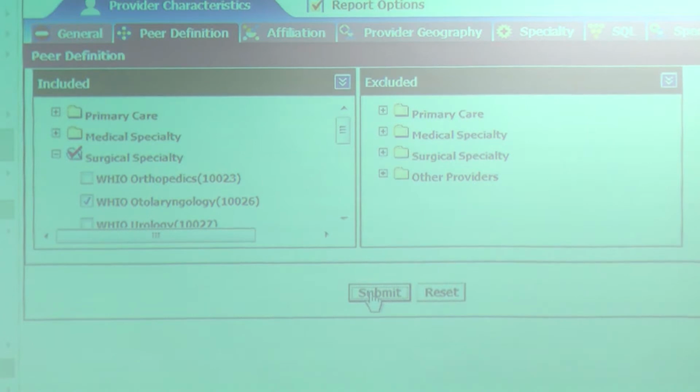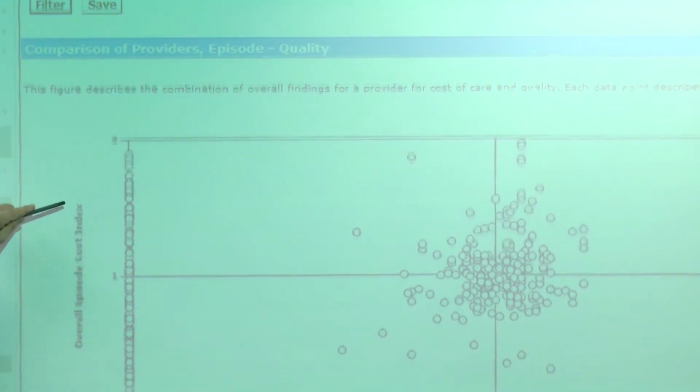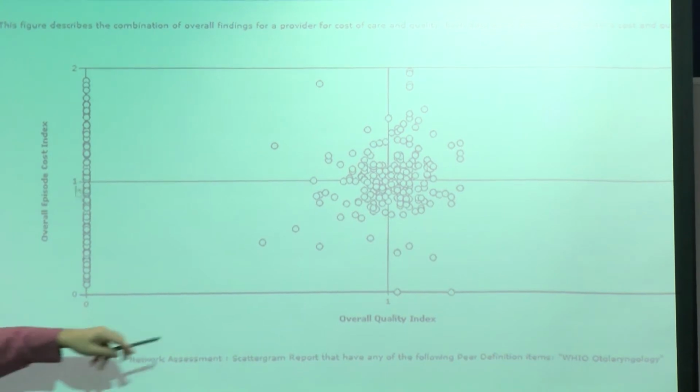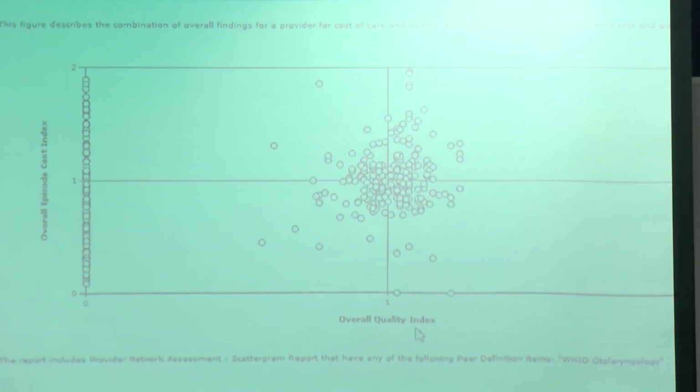So it's going off and computing for otolaryngology, a great grid. There we go. What does this grid show us? It basically takes the overall cost index, remember that index we were talking about, plus or minus 1, and the overall quality index, and plots every doctor that's an otolaryngologist on this graph.